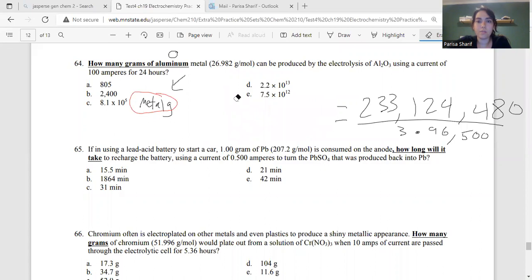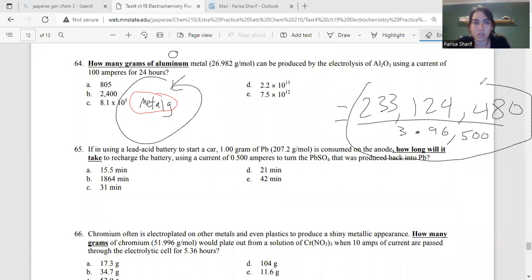So this stuff goes, and now this is isolated, which means whatever this equals should be equal to this, and there's not a lot of room for me to work with. So let's just see what it equals. Hopefully we get the right answer. So that's divided by 3 times 96,500. Cool. So I got 805, and that is indeed an answer, 805 grams.